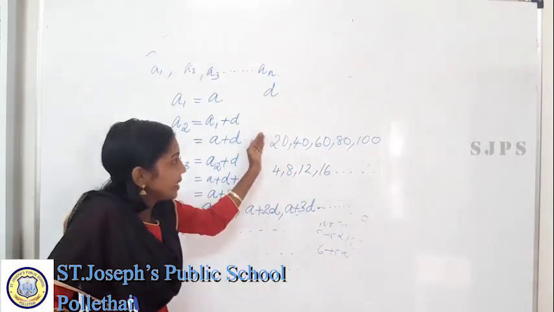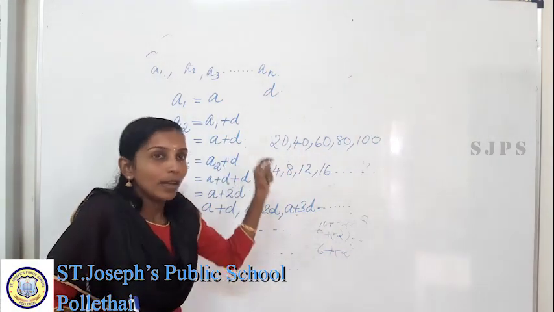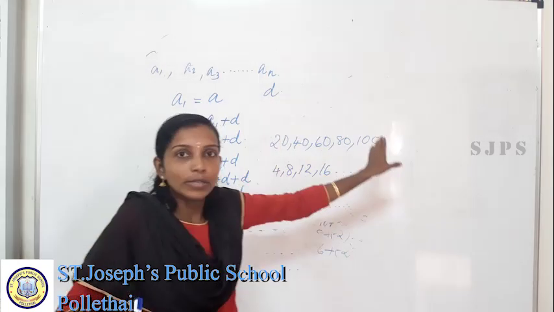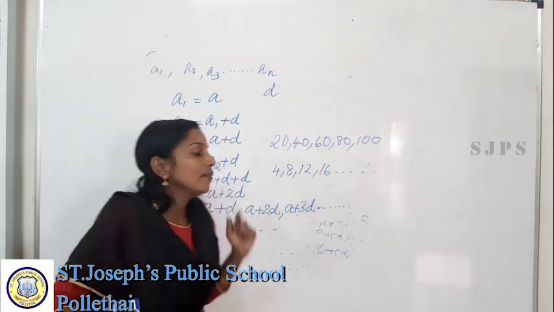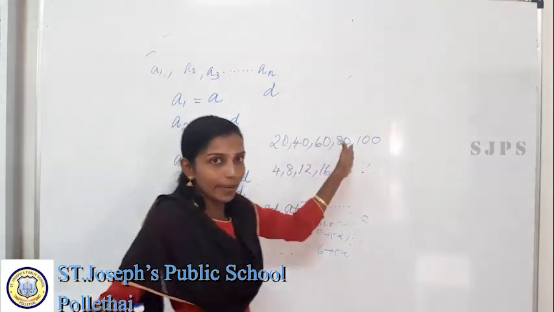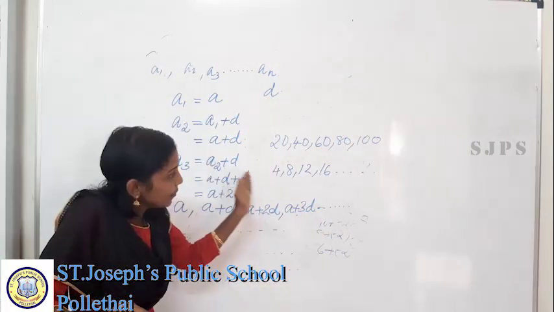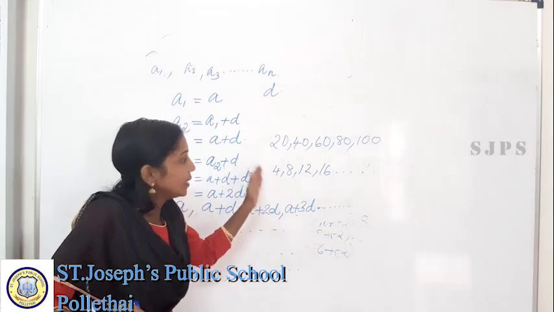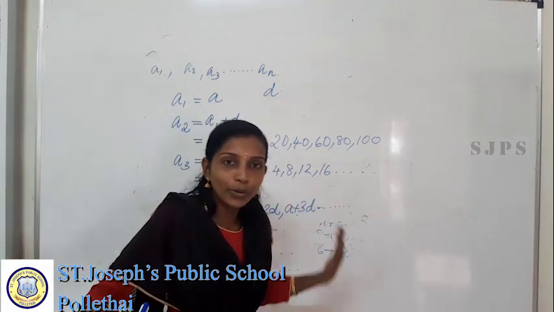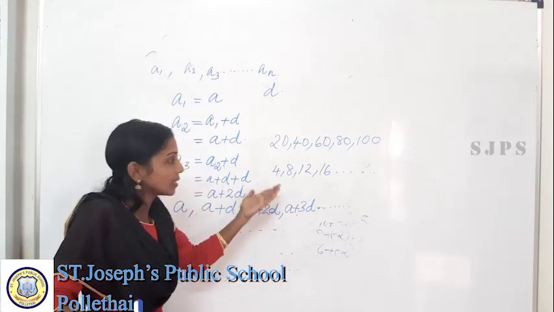In a finite AP, it has a finite or countable number of terms, and we know which is the last term. And in an infinite AP, we don't know how many terms there are, and we don't know what the last term is.